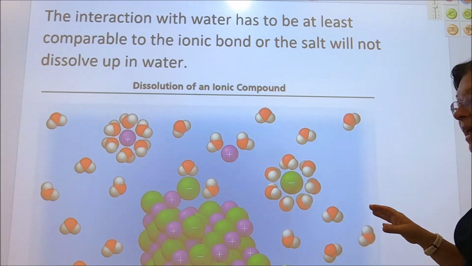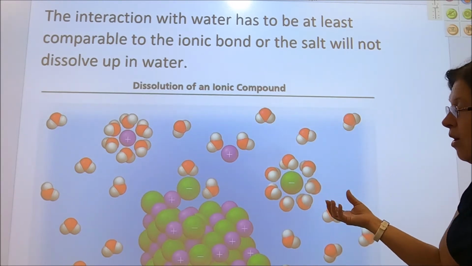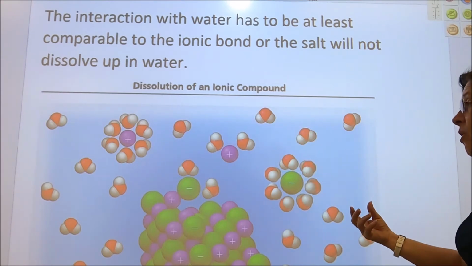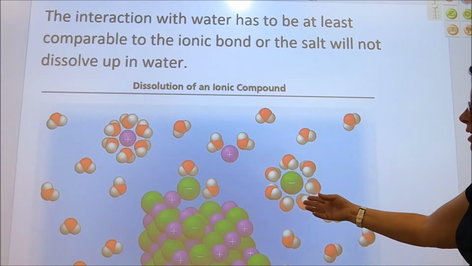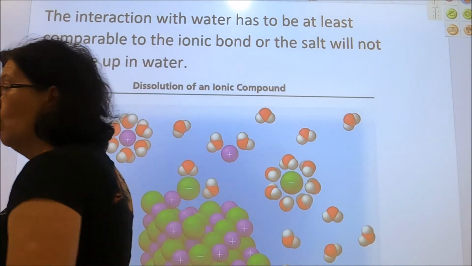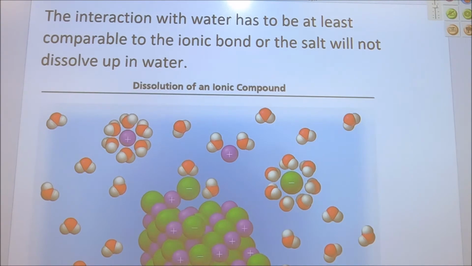Now, the big bonus for sodium chloride is that when it dissolves in water, the sodium ions and chloride ions are free to move around. In the solid, they're locked into position. That's going to be critical when we talk about this next semester.